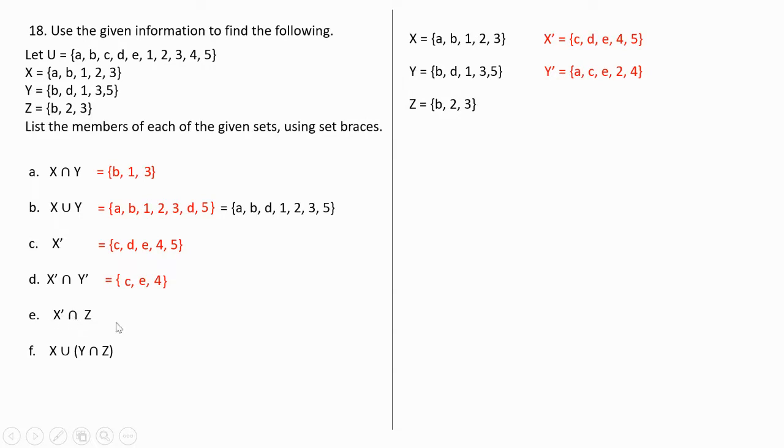X complement intersects Z. Okay, so we're going to go to X complement here on the right, with Z. So remember, it's what they have in common or where they intersect. Do they have a C, X naught, and Z? No. How about a D? No. How about an E? No, it's not here in Z. How about a 4? No. How about a 5? No. So they don't have anything in common, which means it's going to be the empty set.